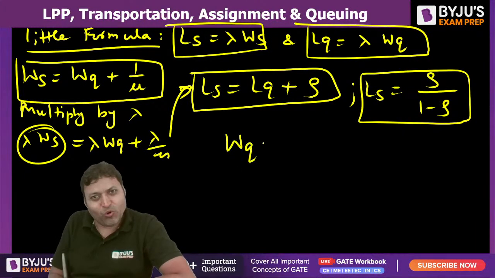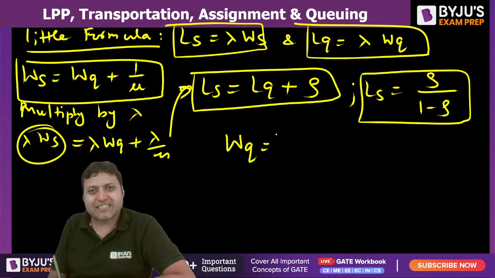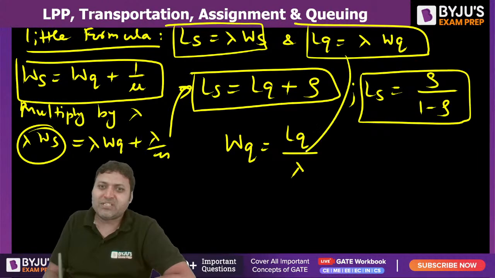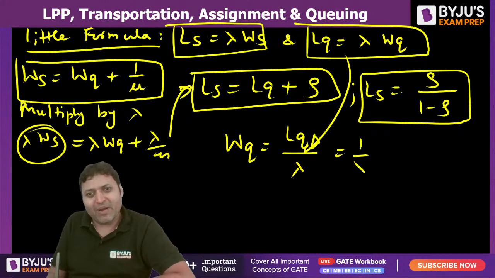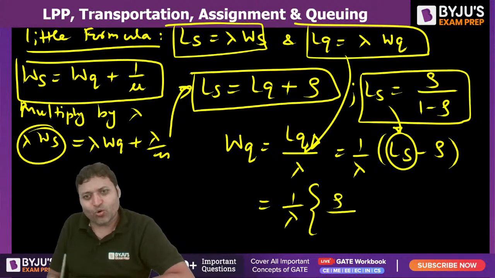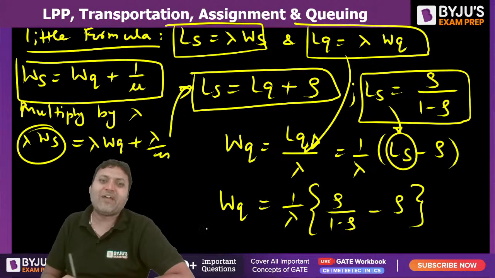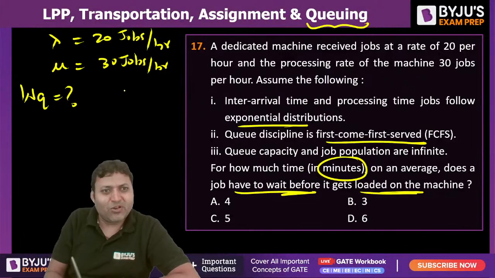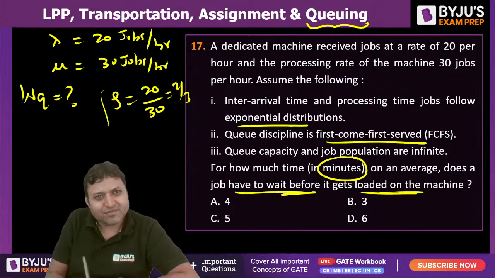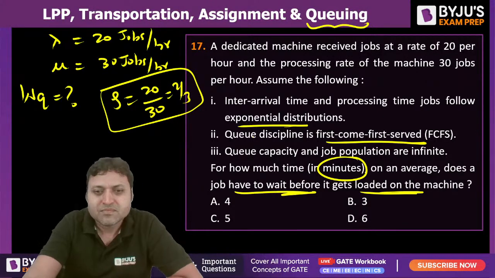If we want WQ, then we can say it is LQ by lambda. Isn't it? WQ is equal to LQ by lambda. And what is LQ? LQ can be written as LS minus rho. And LS can be written as rho upon 1 minus rho. Put the values and you will get the answer. So rho is equal to 20 by 30, that is 2 by 3. Can you do the calculation?